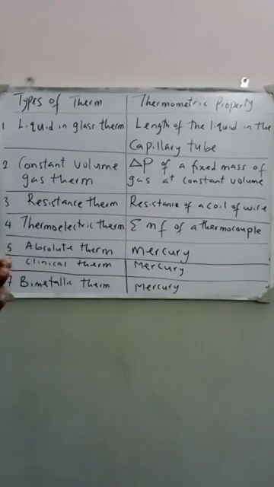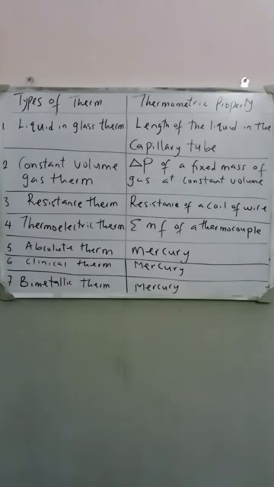The first one, as you can see here, is the liquid in glass thermometer, and its thermometric property is the length of the liquid in the capillary tube. The second one is the constant volume gas thermometer, and its thermometric property is the change in pressure of a fixed mass of gas at constant volume.